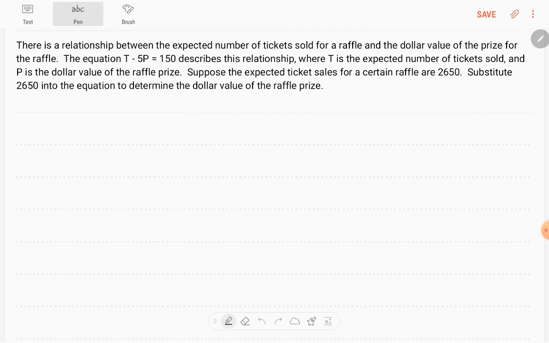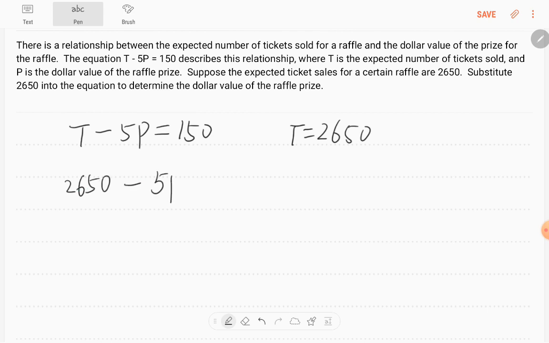So here, suppose the expected ticket sales for a certain raffle are 2,650. So we want to substitute this 2,650 into the equation, then determine the dollar value for the raffle price. So this is given: t minus 5p equals 150. Here t is given, 2,650. We plug into the equation, so you have 2,650 minus 5p equals 150, right?